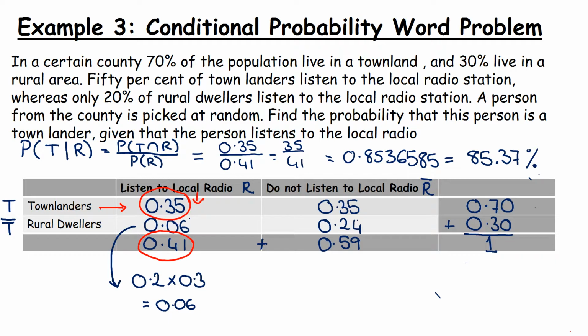I would say just be really careful with these types of questions. Sometimes what we get in the question, the actual figures themselves, do not represent what we think they represent. So something like a table or even a Venn diagram can be useful.